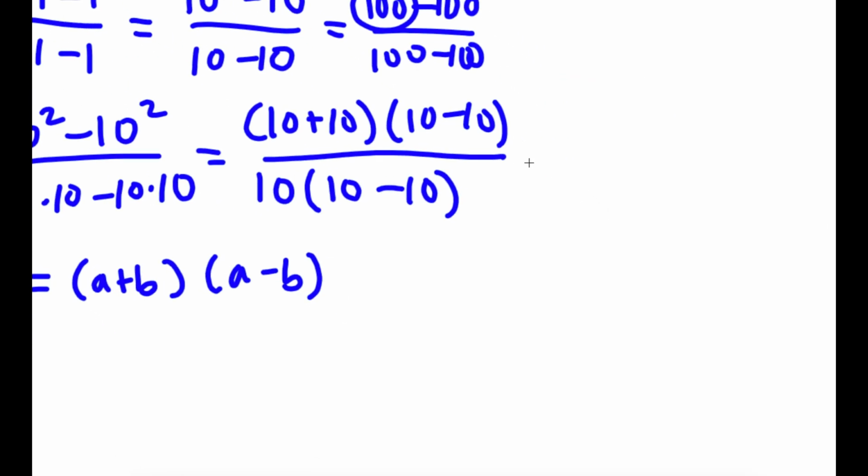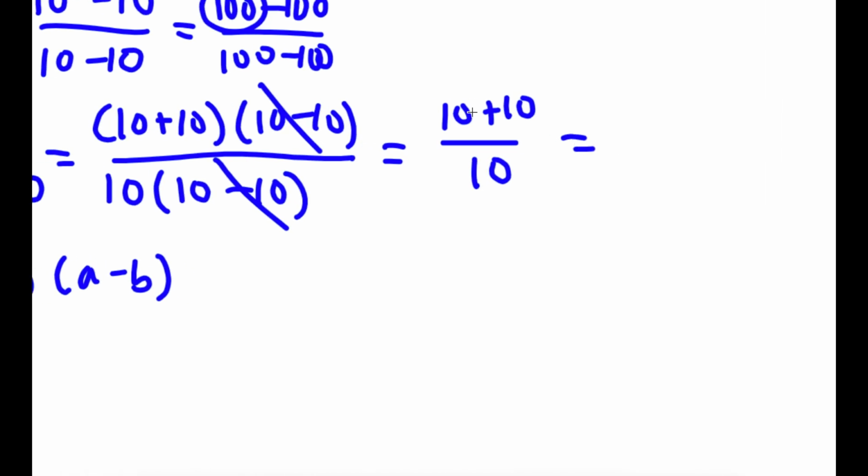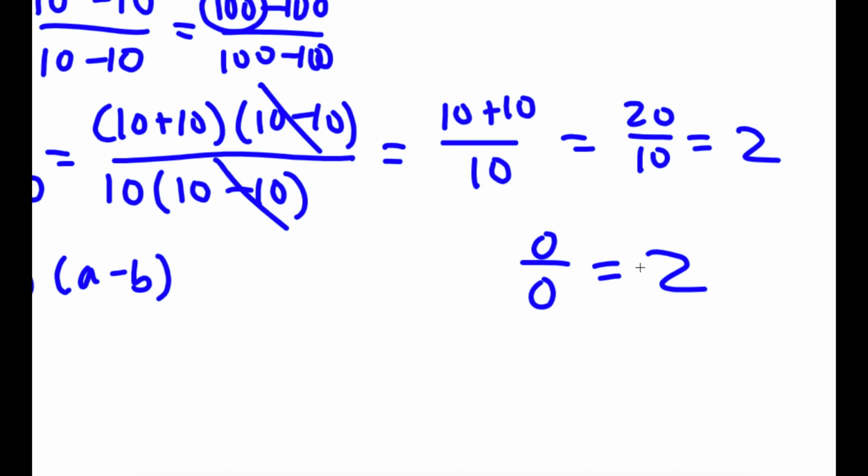So now I can actually go ahead and cancel these two (10 minus 10)s out. So now I'll be left with (10 plus 10) over 10. 10 plus 10 is 20, so I have 20 over 10, which is equal to 2. So I just proved that 0 over 0 is equal to 2.